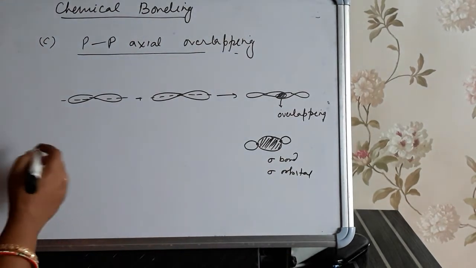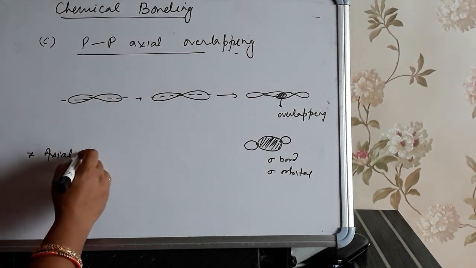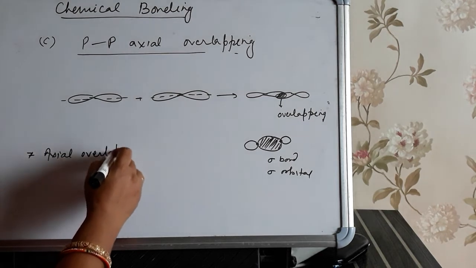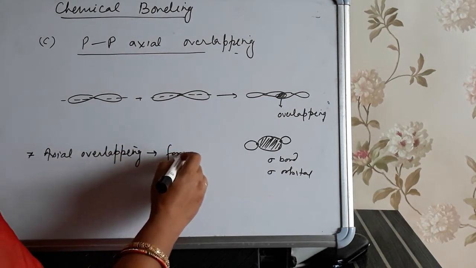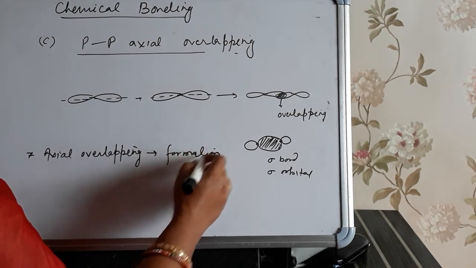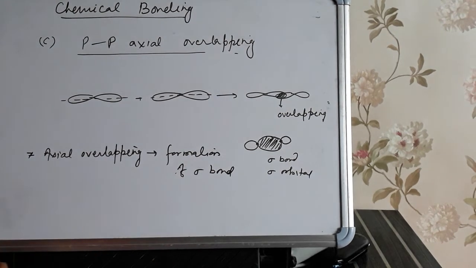So whenever axial overlapping takes place, the formation of sigma bond takes place. So here we studied the three types of axial overlapping: SS overlapping, SP overlapping, and PP axial overlapping. Now parallel or sidewise overlapping.